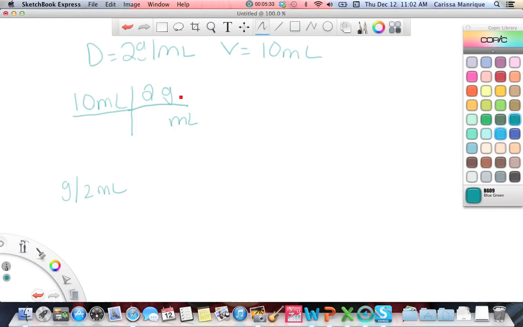Now let's look at our units. Our units will now cancel out. Milliliter, milliliter cancels, leaving only grams. So we have 20 grams. So that's how you can see. It's another way of looking at it. Instead of plugging into the formula, you just do unit conversion. Okay, let's look at another one.